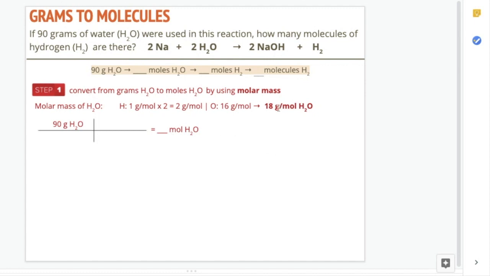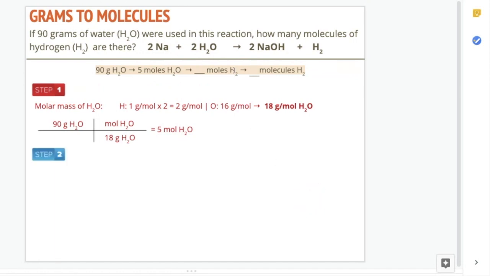So I'm going to put my 18 grams of water on the bottom and the moles of water on the top. Let's make sure that these cancel. Yes, that cancels, which leaves me with these two. Perfect. And in my calculator, I'm going to put in 90 divided by 18, which gives me 5 moles of water. Our first step's done, guys. We're almost there. Step 2.